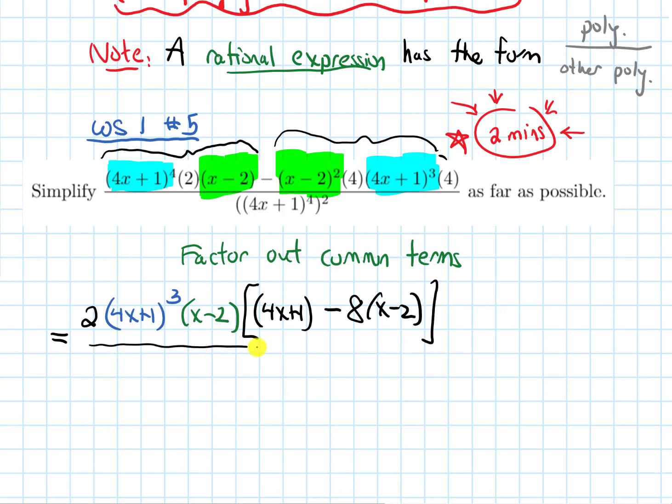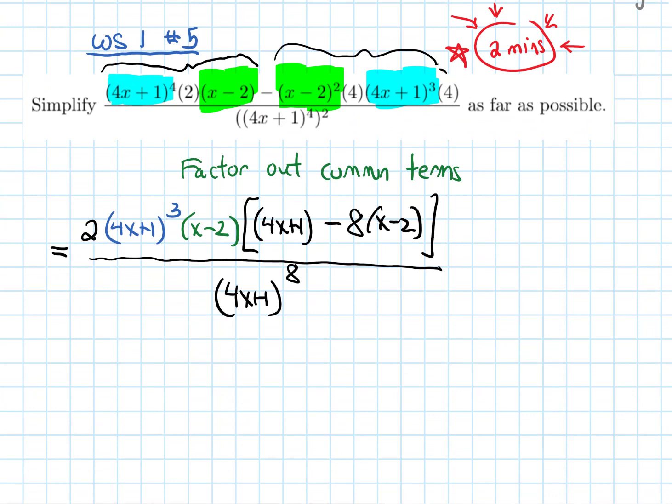And I put this all over the denominator, which is going to be 4x plus 1. And I have a power to a power, this raised to the 4th and then squared, so I multiply those powers to get 8. And now that the 4x plus 1 has been factored out of the numerator, I can cancel this with the 4x plus 1 to a power on the denominator. I'll cancel away 3 of those, and that'll make the exponent on the bottom 5.